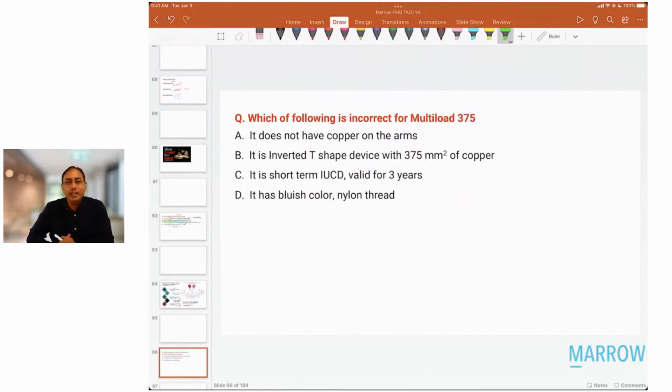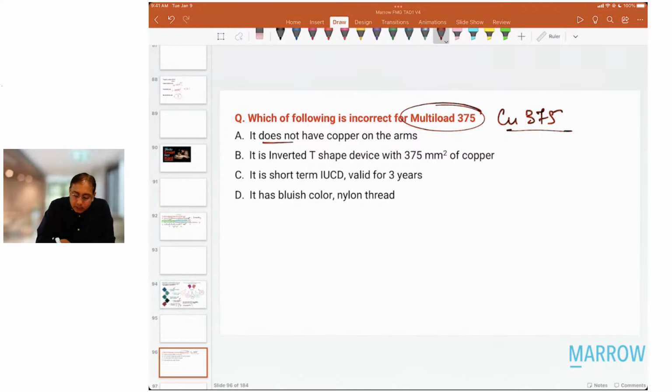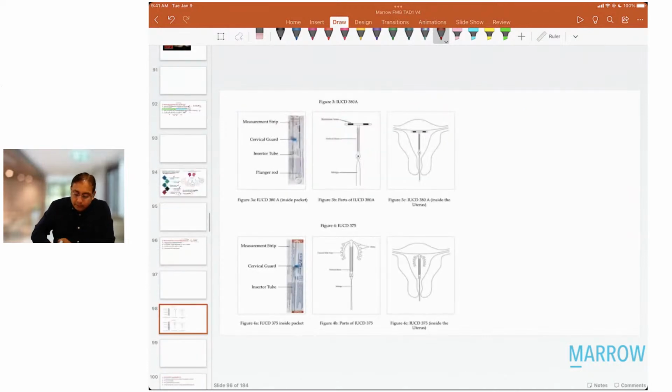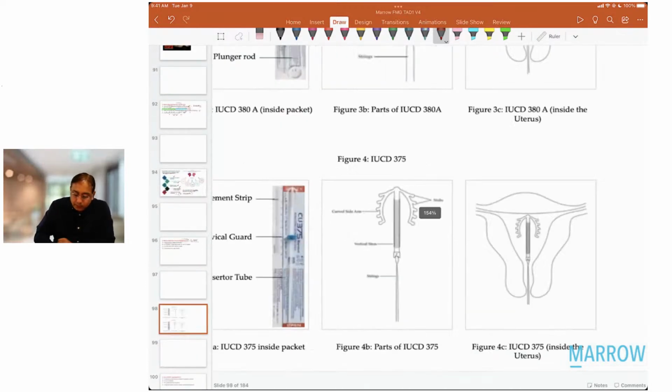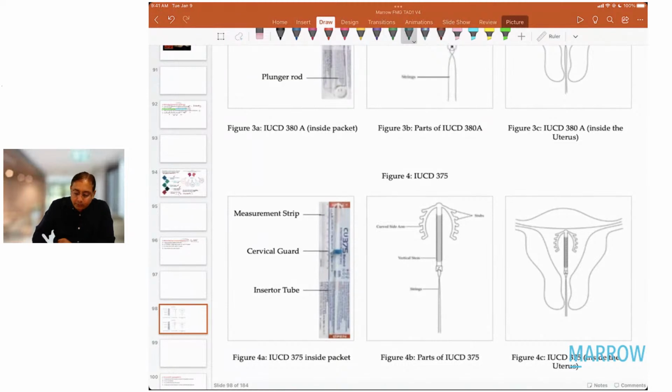Next is, which of the following is incorrect for Multiload 375? So Multiload 375 is a newer copper device. This is a copper 375. It does not have copper on the arms. This is the correct answer. If you have seen the copper device, copper 375, this IUD 375 is a U-shaped device.